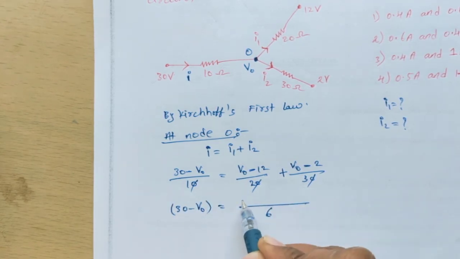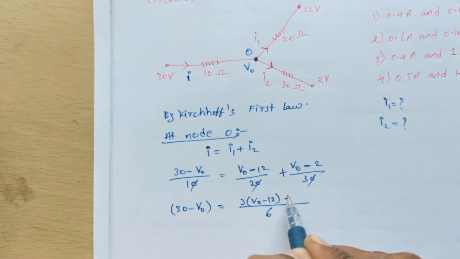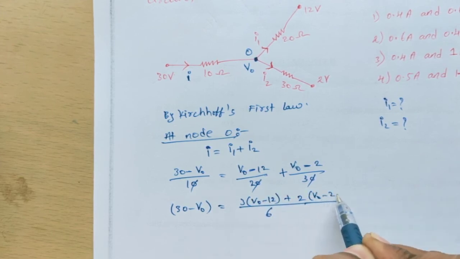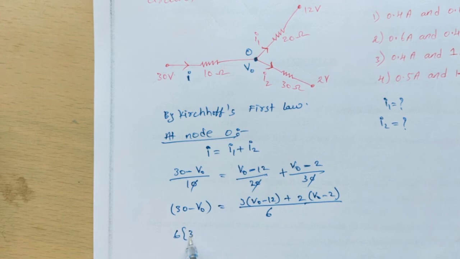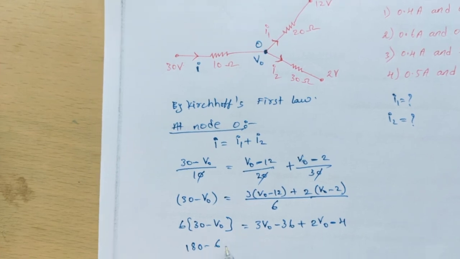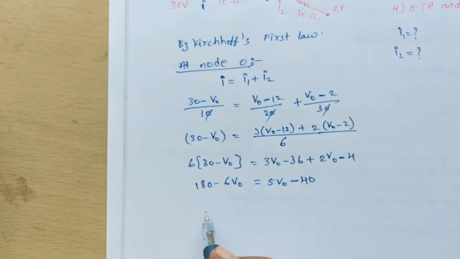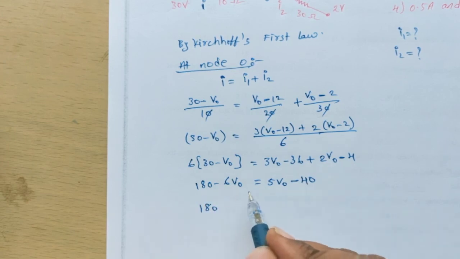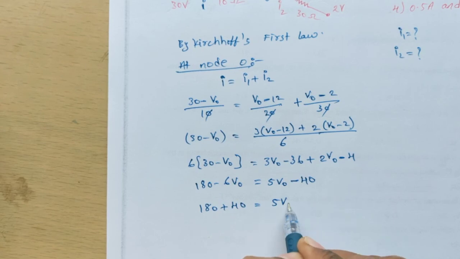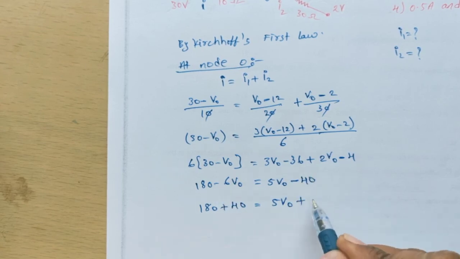Here the LCM is 6. So 3 into (V naught − 12) plus 2 into (V naught − 2). Now 6 into (30 − V naught) is equal to 3 V naught minus 36 plus 2 V naught minus 4. So 180 minus 6 V naught is equal to 5 V naught minus 40. Next, 180 plus 40 on this side is equal to 5 V naught plus 6 V naught.